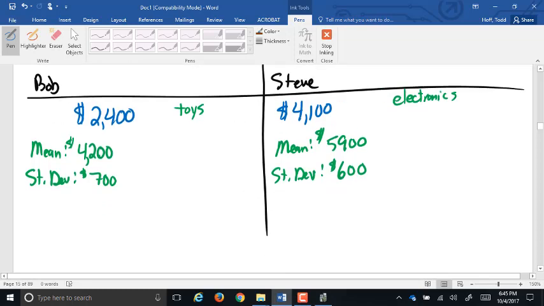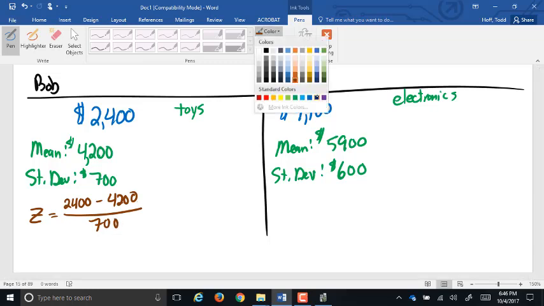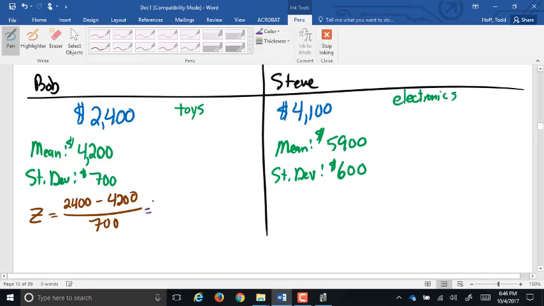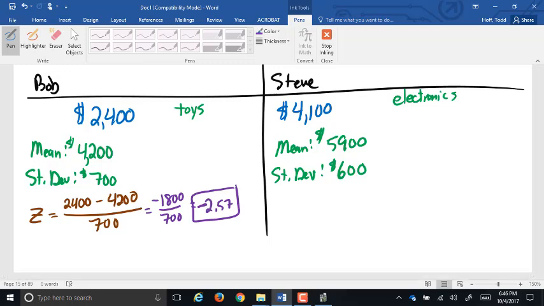So for Bob, the Z-score, well, 2,400 minus the mean of 4,200 divided by a standard deviation of 700. So we subtract there, that is negative 1,800 divided by 700, negative 2.5714286, right? What that's telling us is Bob, since it's negative, is 2.57 standard deviations below the mean. Not very good.